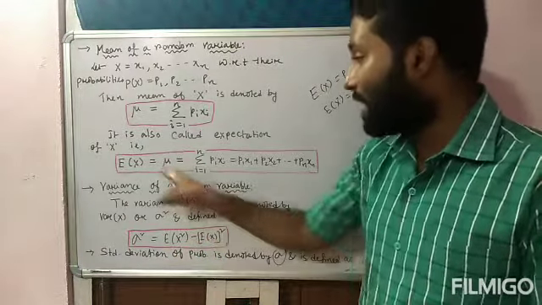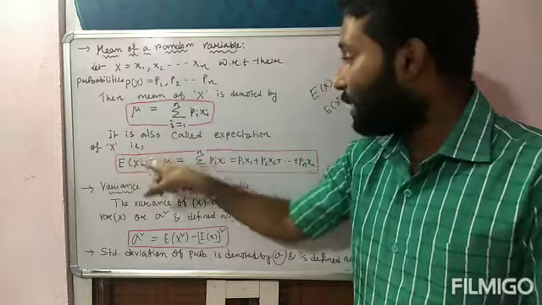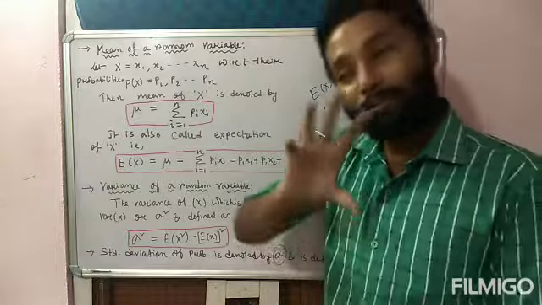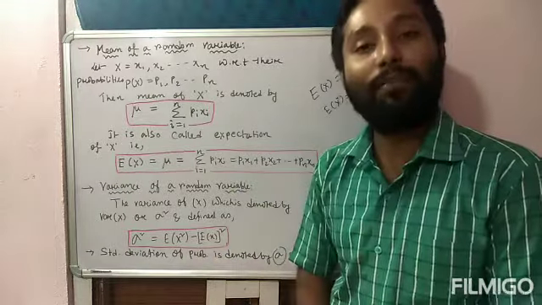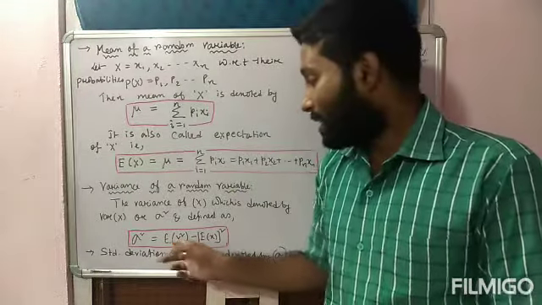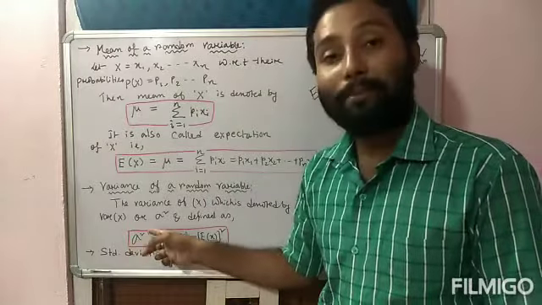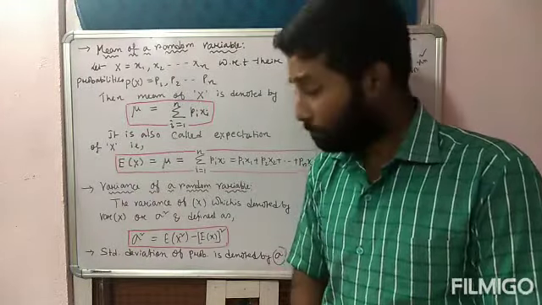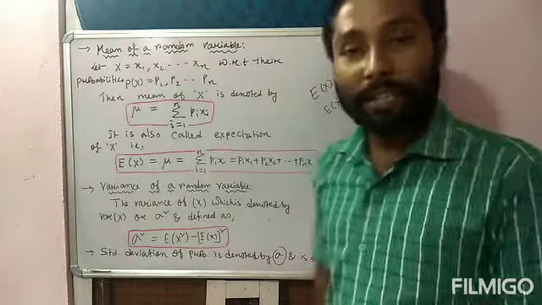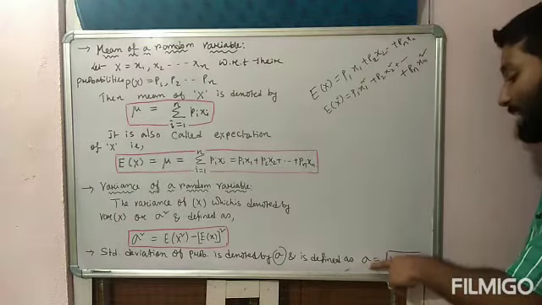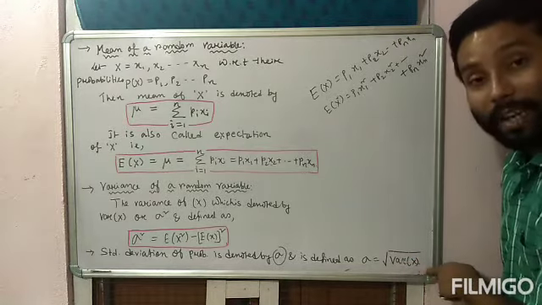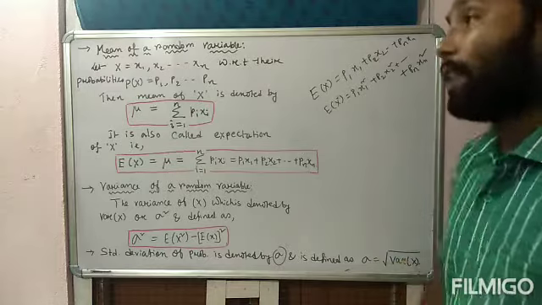E of x whole square is nothing but the value of mean whole square. मतलब E of x का वैल्यू कैलकुलेट करके जो मिलेगा उसको स्क्वायर करने से E of x whole square का वैल्यू मिल जाएगा. Okay, after subtraction we'll get the value of sigma square. That means variance of a random variable. Okay. Next, standard deviation of probability, which is denoted by sigma. Standard deviation is denoted by sigma and is defined as sigma is equal to under root variance of x. Okay, sigma is equal to under root variance of x.